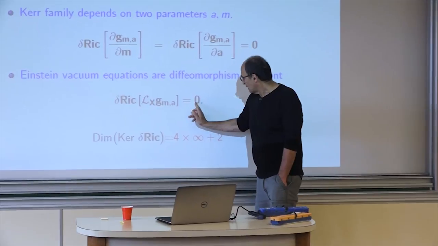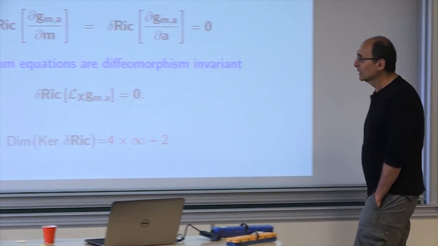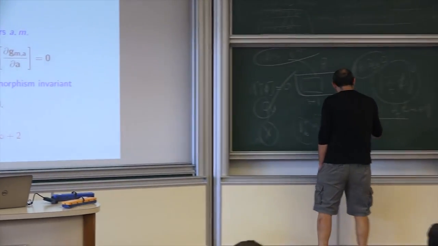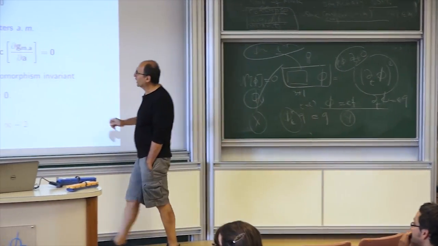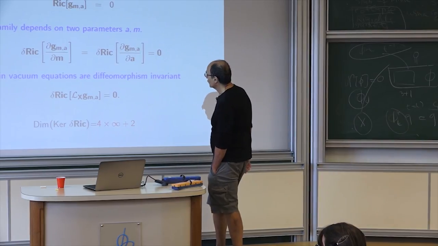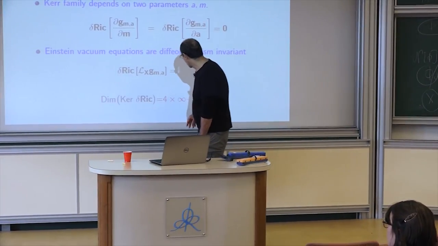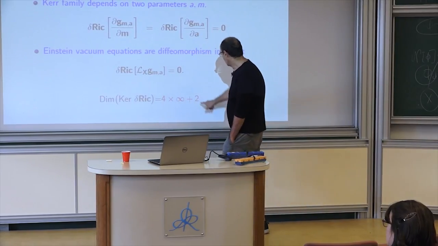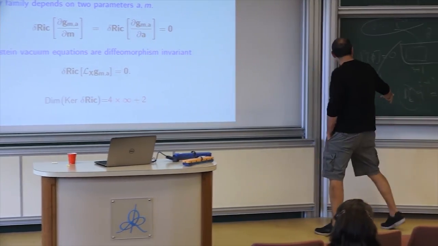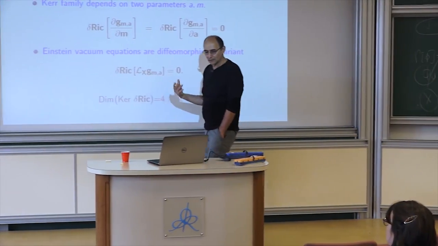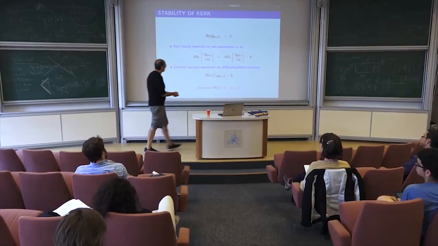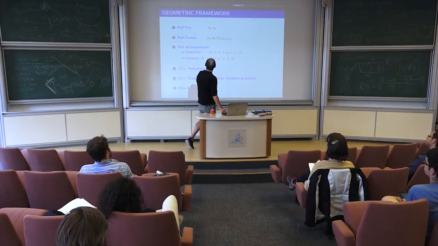This provides an eigenfunction to zero eigenvalue. And of course the whole group of diffeomorphisms is four-dimensional. So if I look at the dimension of the kernel of this delta of Ricci, this linearized Einstein equation, the dimension of the kernel is 2, which comes from this, and then I have 4 times infinity, which comes from the diffeomorphisms. So this is a highly infinite-dimensional kernel, and you can imagine that because of this, the problem is going to be very difficult. I should stop here.